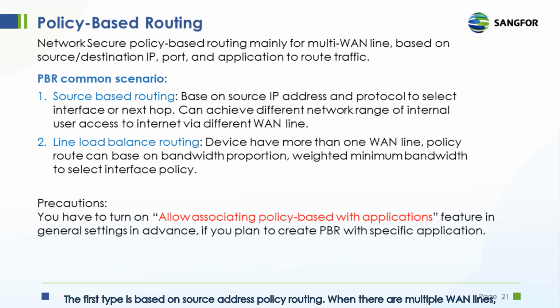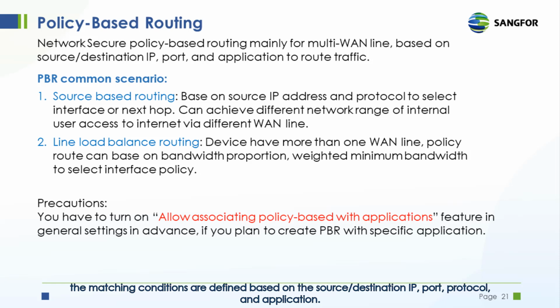The first type is based on source address policy routing. When there are multiple WAN lines, the matching conditions are defined based on the source or destination IP, port, protocol, and application. For the matching traffic, the WAN interface or next hop of the specified line is selected according to the selection.